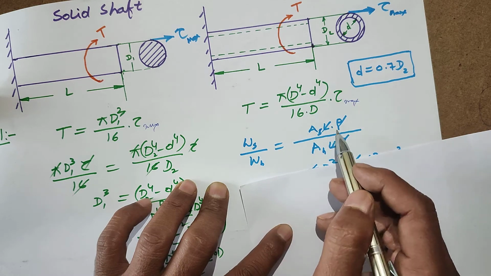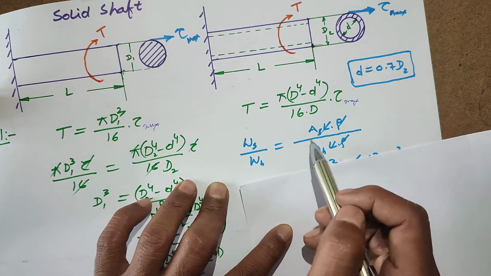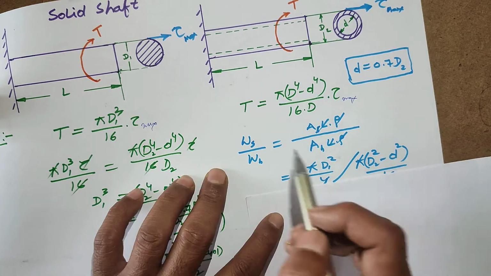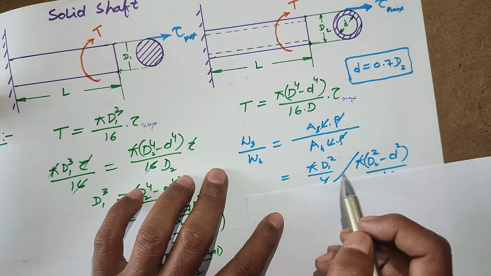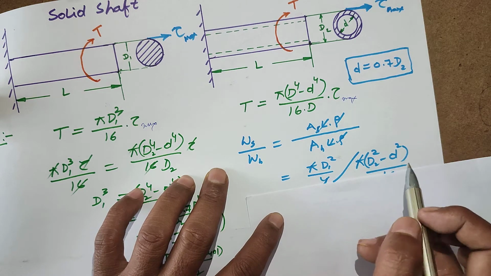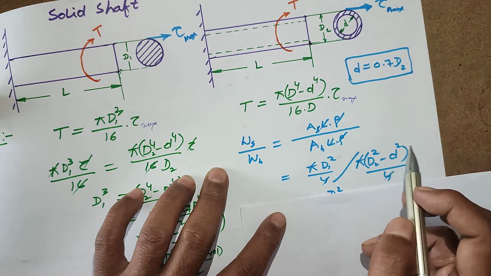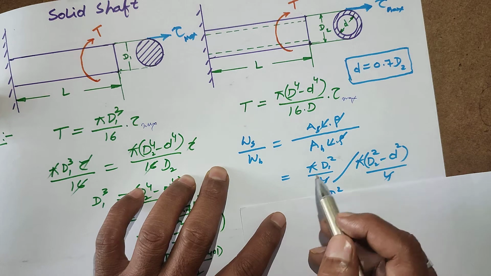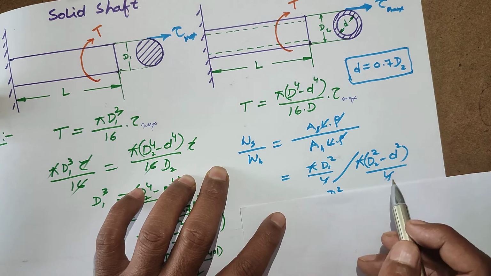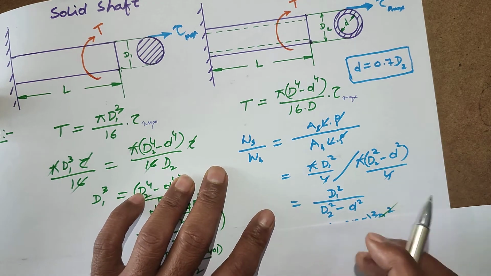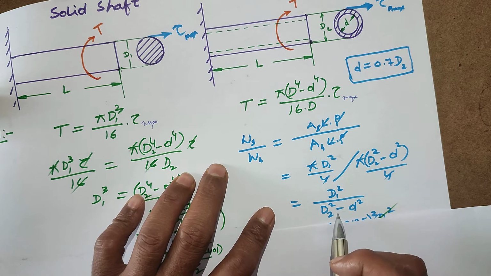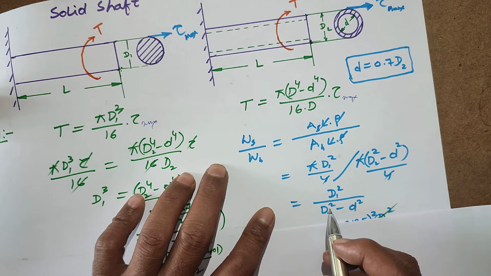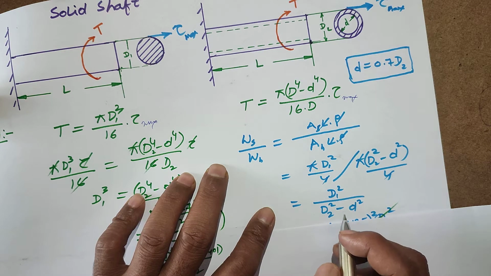So here rho gets cancelled, the lengths are the same so lengths cancel, and only the areas remain. What is the area of the solid shaft? That is pi D1 square by 4, and for the hollow shaft, pi by 4 into D2 square minus small d square. This is the well-known formula. So here pi by 4 gets cancelled, and what remains is D1 square over D2 square minus small d square.